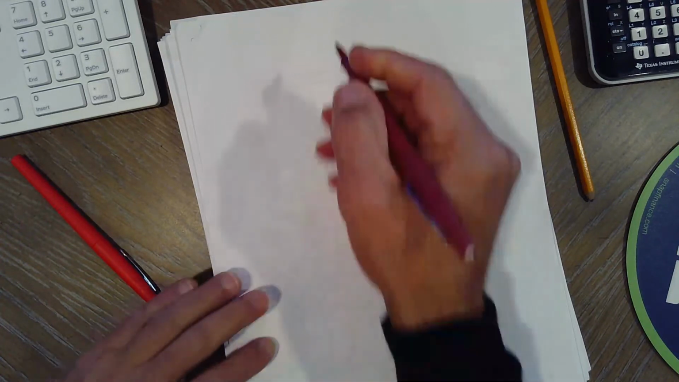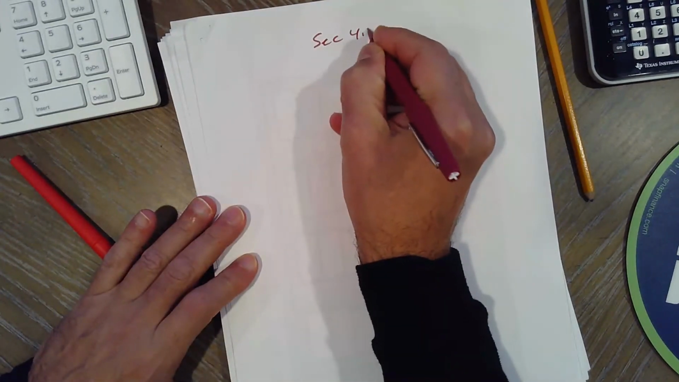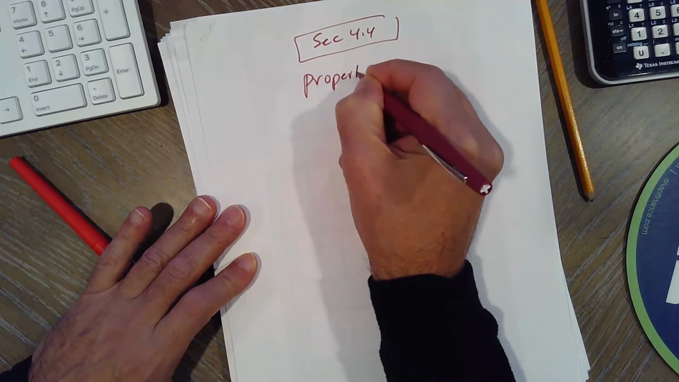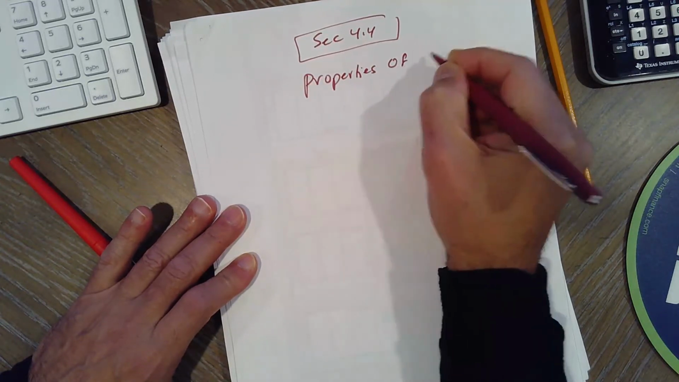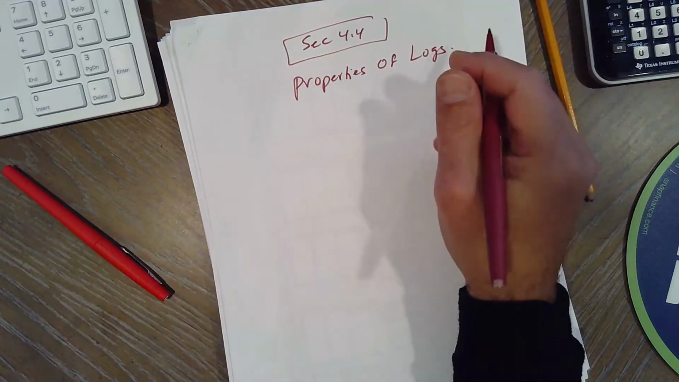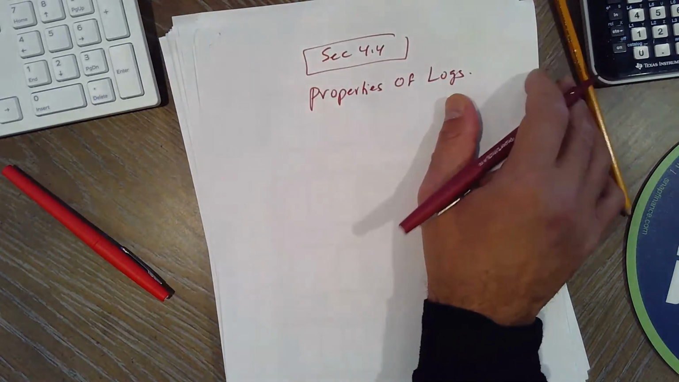Okay, now let's continue with chapter 4. We're going to do section 4.4, properties of logs. So we're going to talk about the product rule, the quotient rule, and then the power rule for logs.